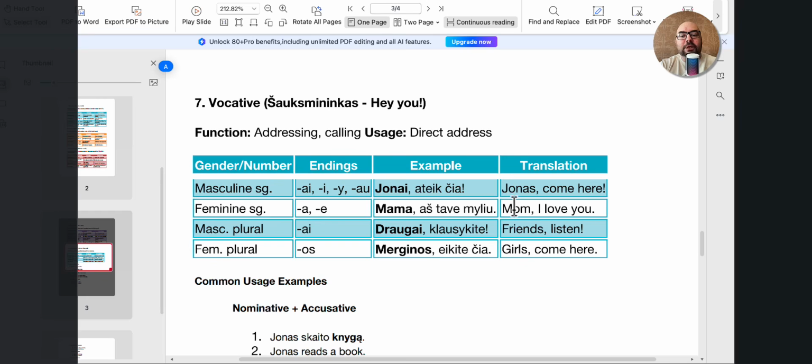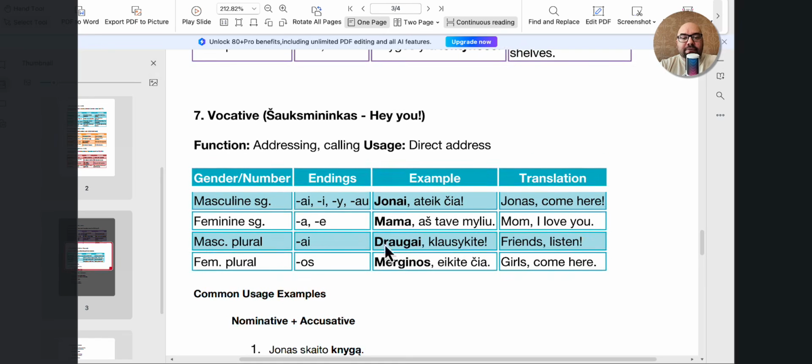So, Jonai, ateik čia, Jonas, come here. Mama, aš tave myliu. Mom, I love you. Draugai, klausykite. Friends, listen. Merginos, eikite čia. Girls, come here, right? You're addressing somebody directly and wanting them to pay attention, right?